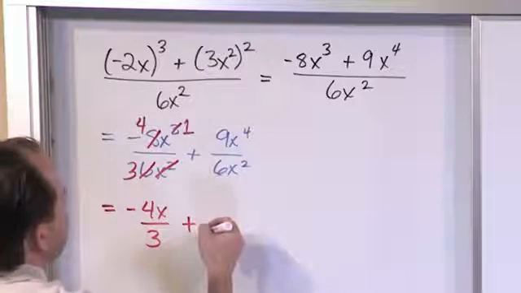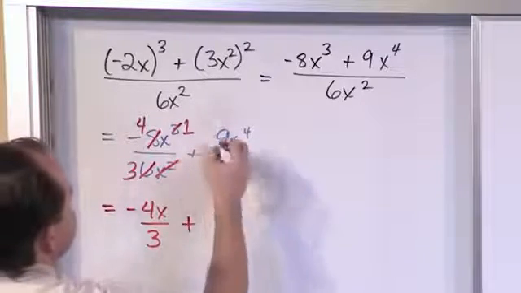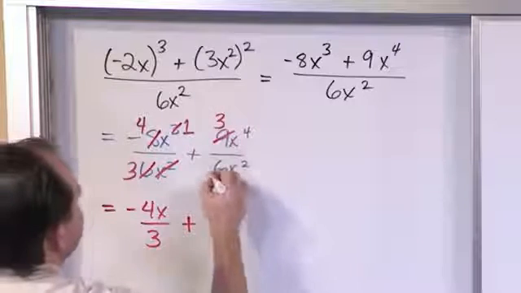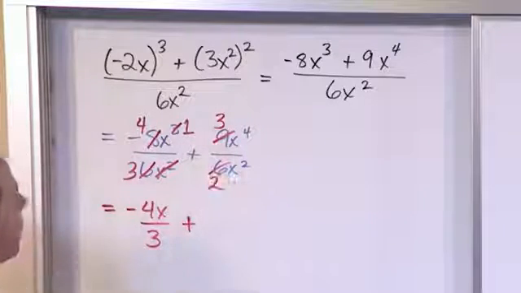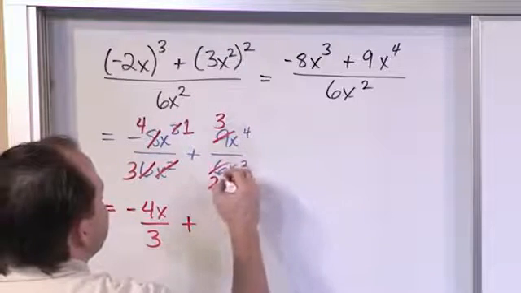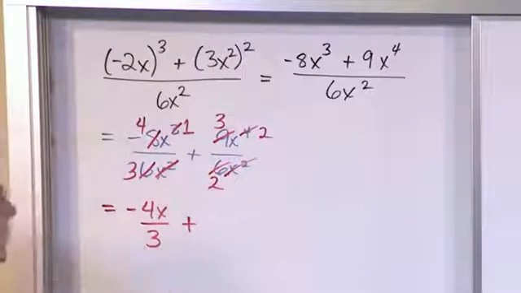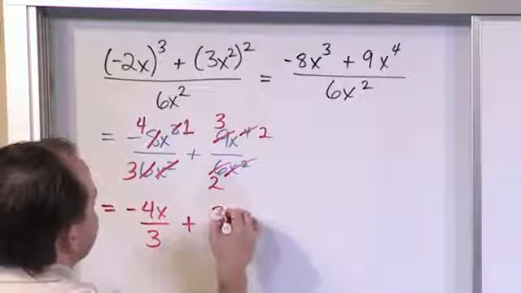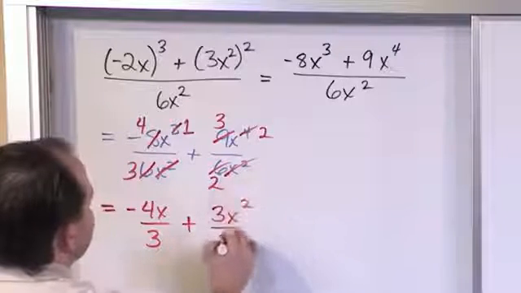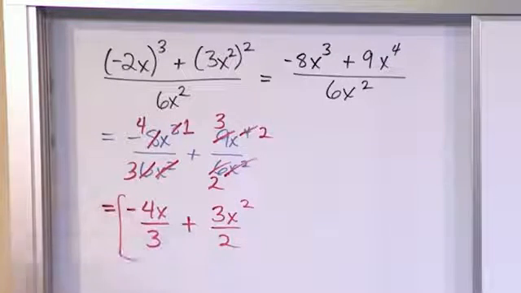Let's go over here. We can simplify 9, 6. We can divide by 3, giving us 3 there. We can divide by 3, giving us 2 there. The x squared, 2 of these x's, can all cancel with 2 on the top, leaving 2 x's behind on the top. So you're going to have 3x squared over 2. That's going to be your final answer. Negative 4x over 3 plus 3x squared over 2.